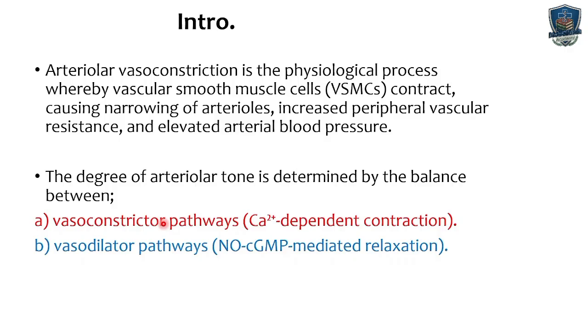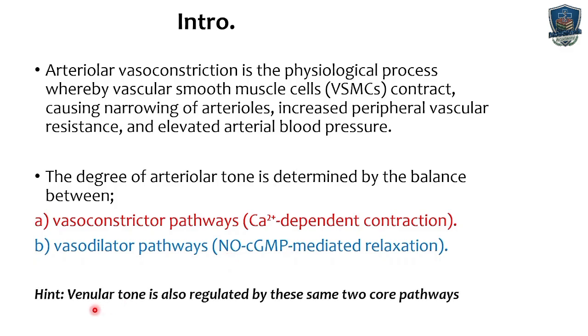That's why you've got drugs called calcium channel blockers. I'm going to explain further how it works. And the vasodilation pathway basically involves nitric oxide. That's why you've got the nitric oxide, the NO donors. We're going to explain how that also works. But remember, both the arterial tone and the venular tone may use both pathways.